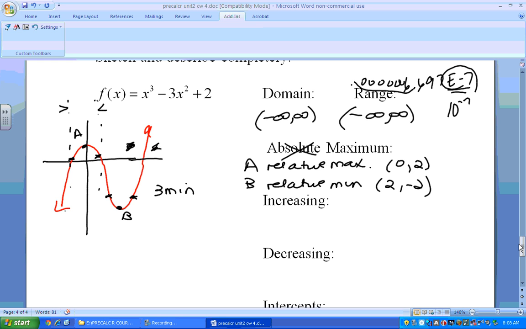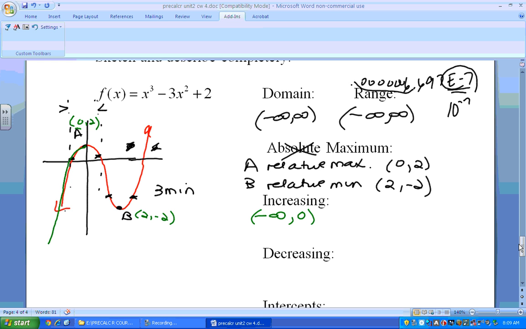This is my roller coaster. I'm going here, let's put the point up here. This is at 0, 2, and this is at 2, negative 2. My y is coming up here, increasing, increasing, until my x hits what value? What's the x value? 0. So from negative infinity to 0.